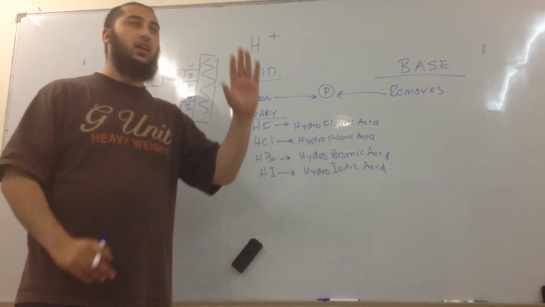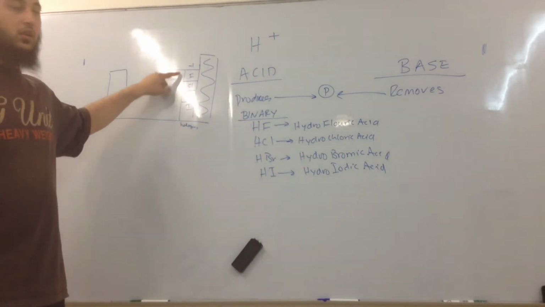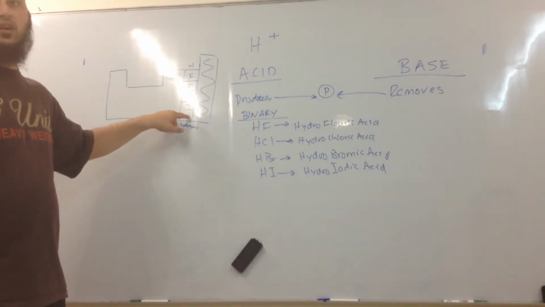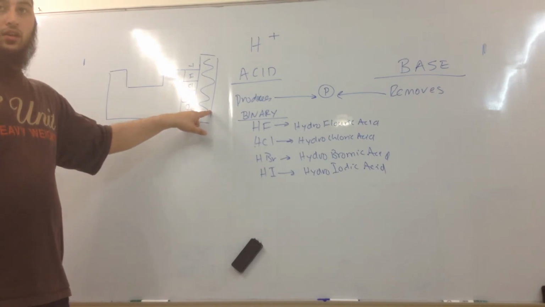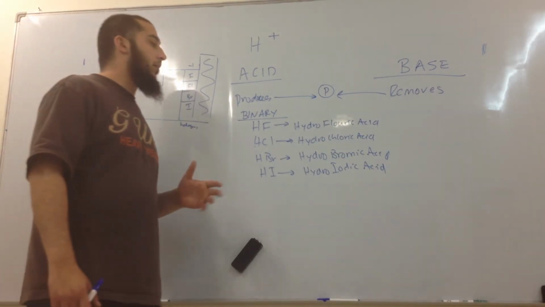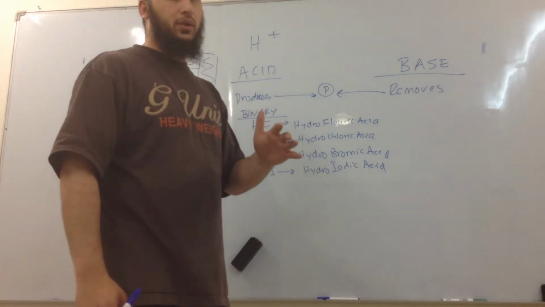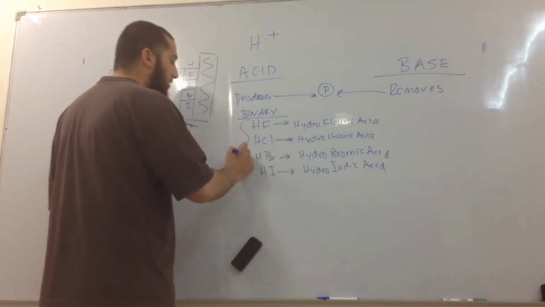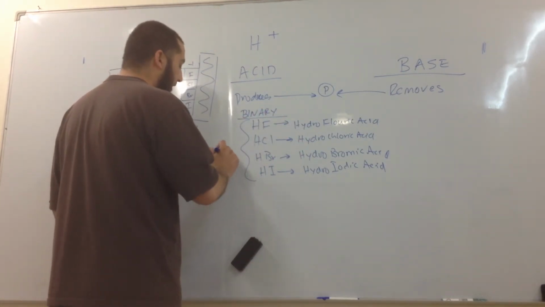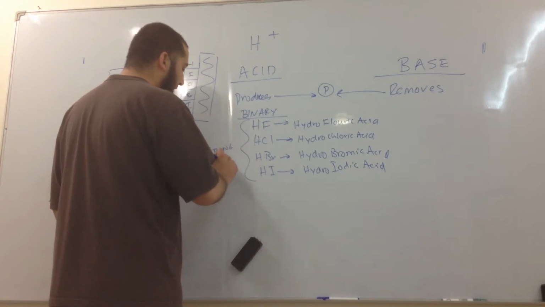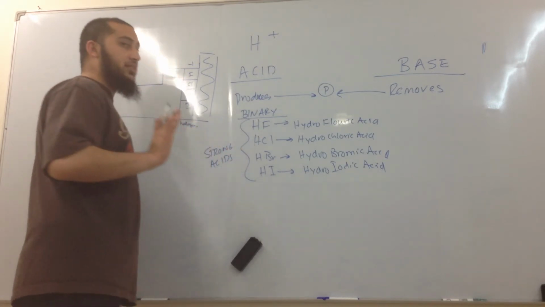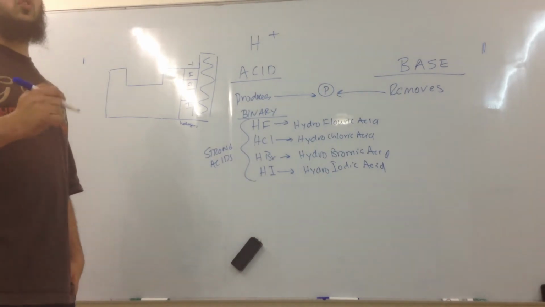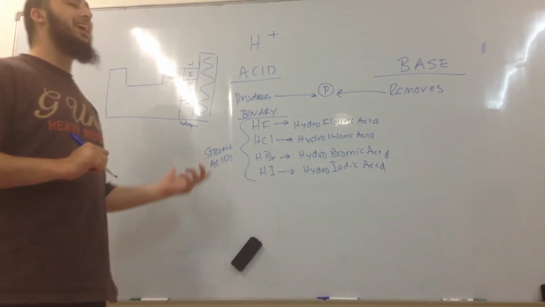If you ever forget, go to your periodic table. It's the top four in the seventh column next to the noble gases. Now, we're going to get into this in a little bit, but these are also known as strong acids. Remember these are strong acids. We'll talk about the difference between a strong acid and a weak acid later. So these are our binary acids.